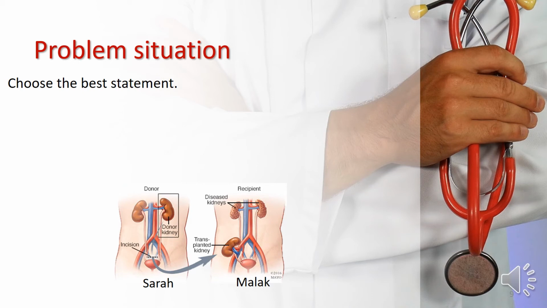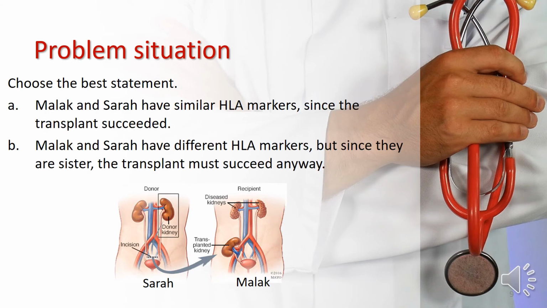Let's choose the best statement. Malak and Sarah have similar HLA markers since the transplant succeeded. So Malak and Sarah, they have similar HLA molecules. Or do Malak and Sarah have different HLA molecules, but since they are sisters, the transplant must succeed? Now the answer is A.